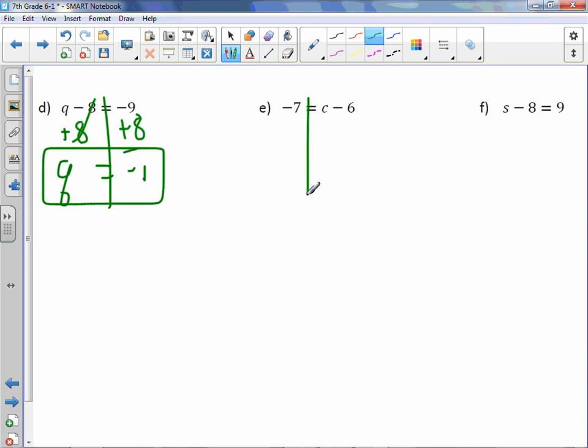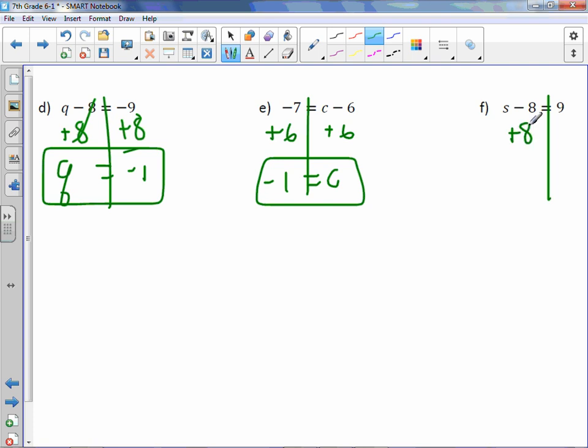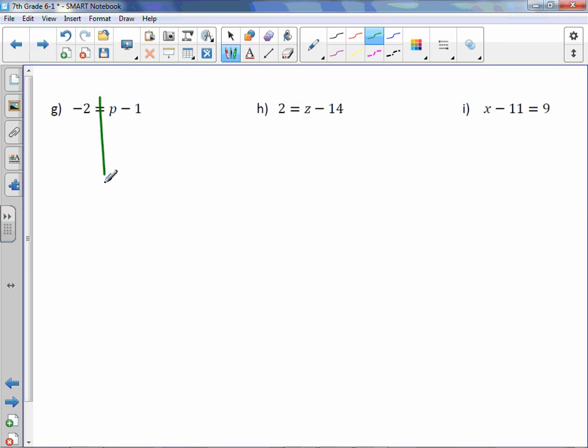Letter E, negative 7 equals C minus 6. Add 6 to both sides. Negative 1 equals C. Letter F, S minus 8 equals 9. Add 8 to both sides. And you get S equals 17. Letter G, negative 2 equals P minus 1. Add 1 to both sides. Negative 1 equals P.